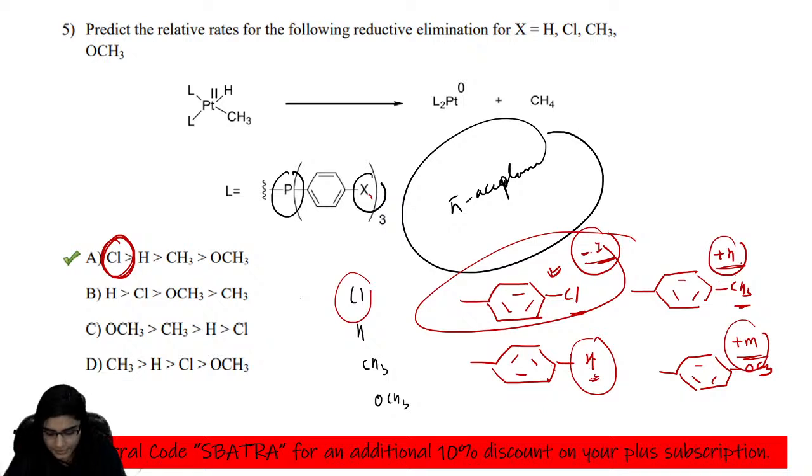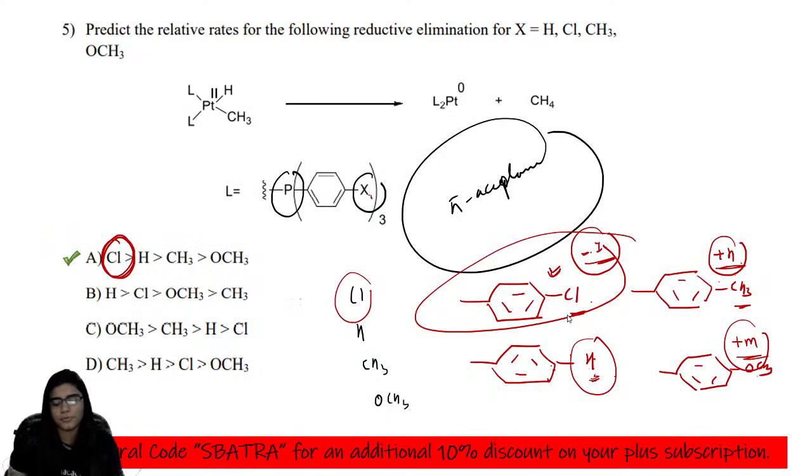Okay, great. So let's continue. What I was saying, this is Cl, this is hydrogen, this is CH3 and OCH3. This is your Cl, so definitely it's going to pull more electrons towards itself, so it's going to be a better pi acceptor. Then we have hydrogen. Why do we have hydrogen here? Because you can see this is having plus H effect, and this is having plus M effect.